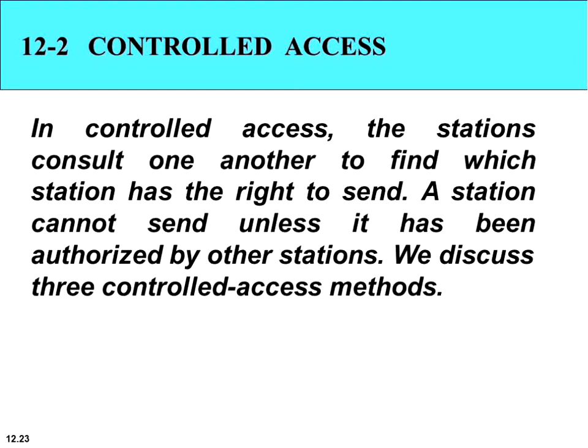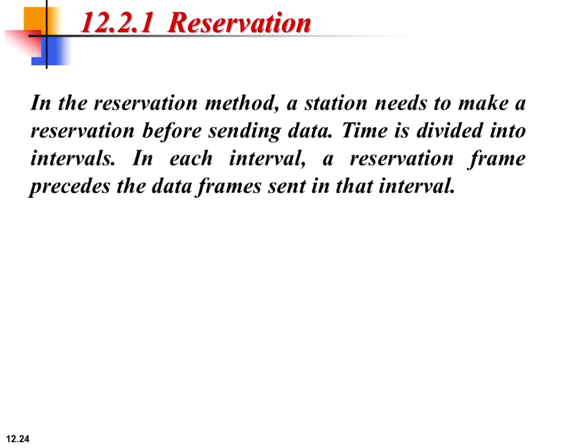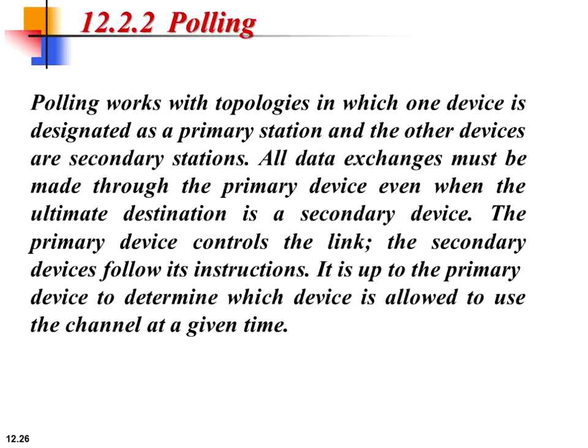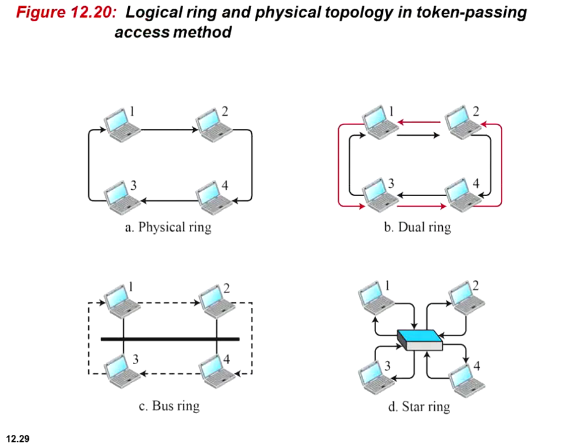Next we have controlled access. Here the stations consult one another to find which station has the right to send. A station cannot send unless it has been authorized by other stations. So in this, the first is reservation. In the reservation method, a station needs to make a reservation before sending the data.